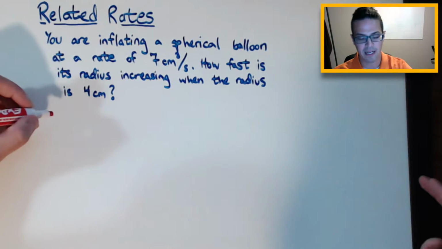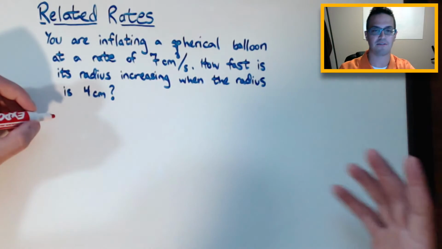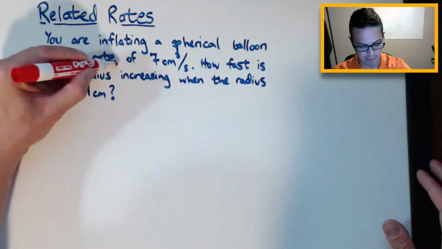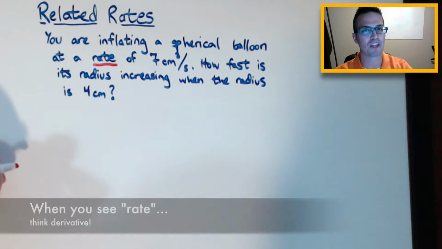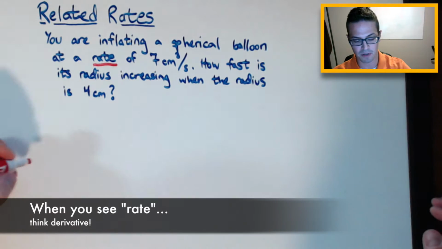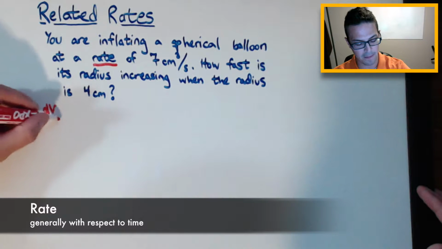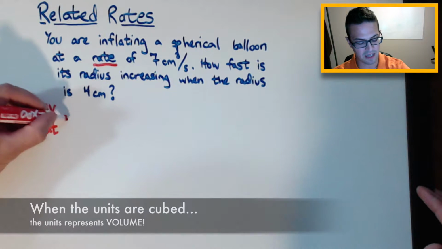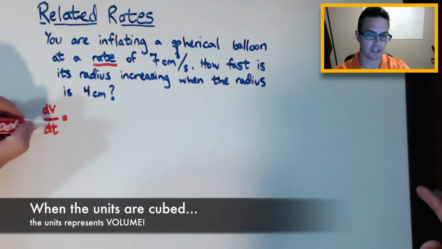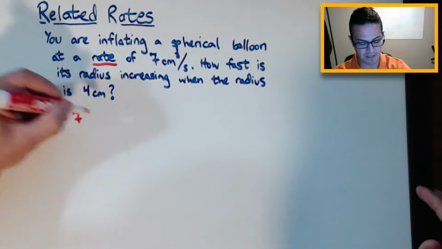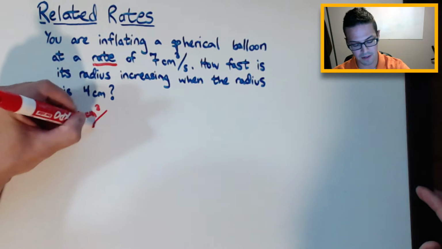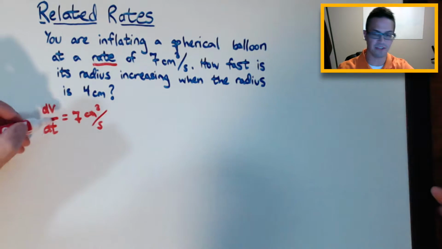So what I'm going to do is convert this into some kind of variable. Now if you notice, it says rate right here. Anytime you see rate, think derivative. In this case it's going to be the derivative of volume with respect to time, so I'm just going to write dV over dt. So it's the change in volume over the change in time. In this case, it would be 7 cubic centimeters per second. So that's our dV over dt.